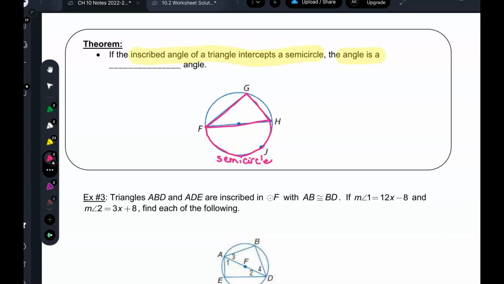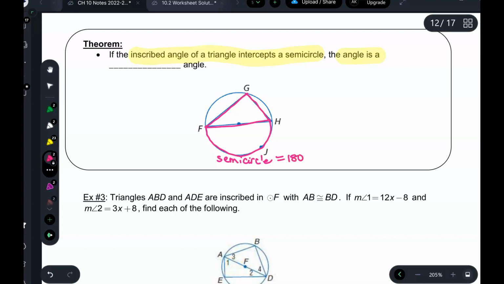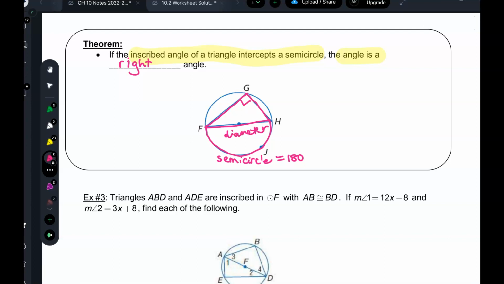Acute, obtuse, or right? Right. How much is a semicircle? 180. So doesn't this have to be a right angle? Remember, this is a diameter right here. So if it's cutting it in half, we know that a semicircle is 180, so across from it has to be half of 180. That's how we get our 90.